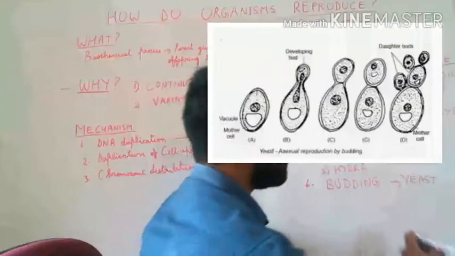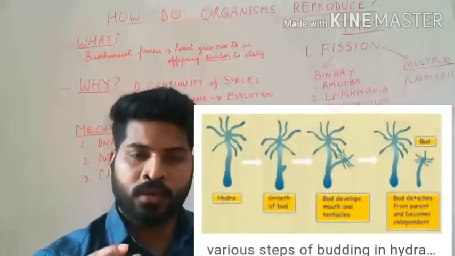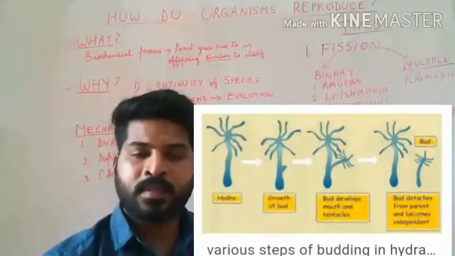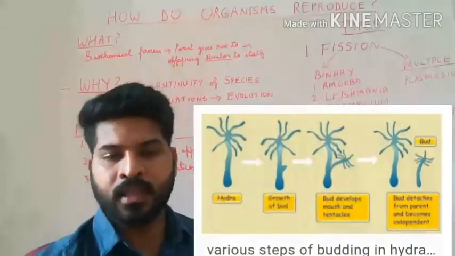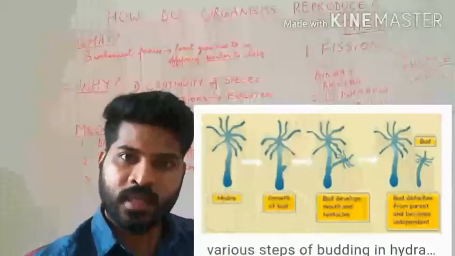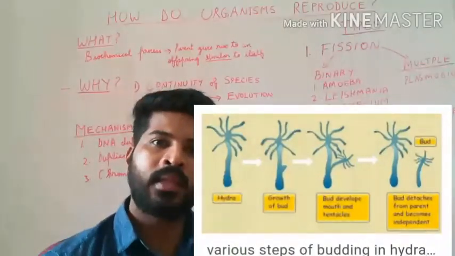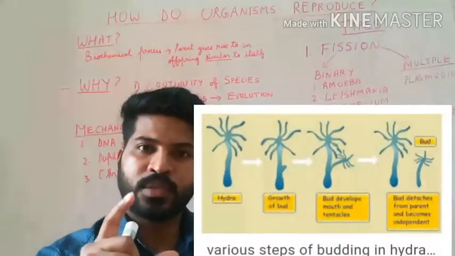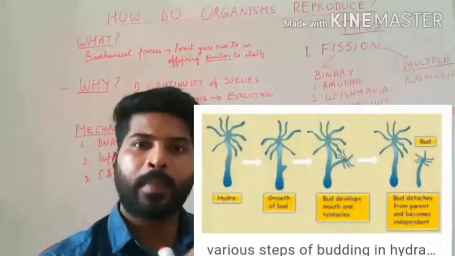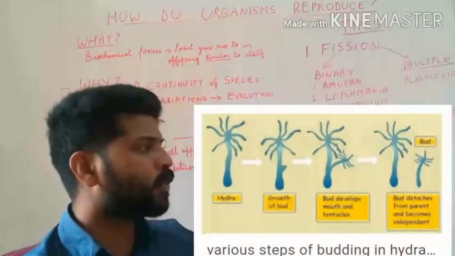Budding is also seen in hydra. A small outgrowth appears at the basal portion of the hydra. This is because, once again, of specialized cells near the substratum. They divide and produce a mass of cells. This mass of cells is seen as an outgrowth called a bud. This bud then grows into a small hydra. When it is big enough, this hydra will detach from the parent body, fall to the substratum, and continue its growth. This is what is called budding.